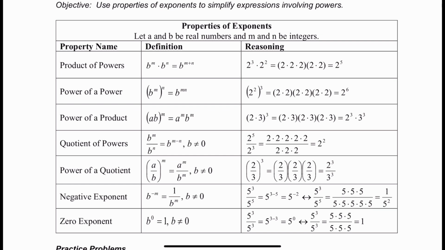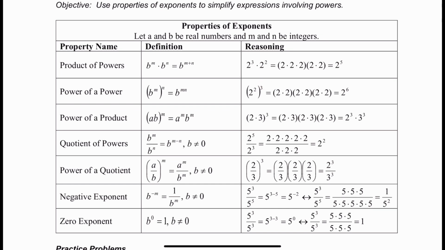Now if I have a power to a power, b to the m raised to the nth power is going to be b to the m times n. So again, we have our b, we're going to represent with a 2. However, it could represent any number. Our m is going to be represented by a 2, and our n is going to be represented by a 3.